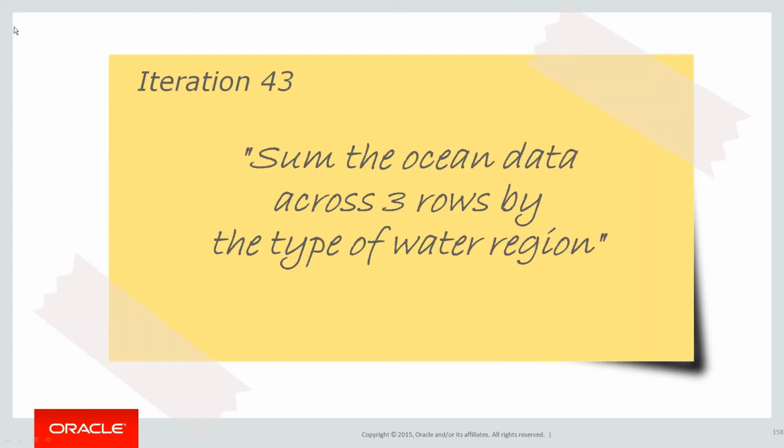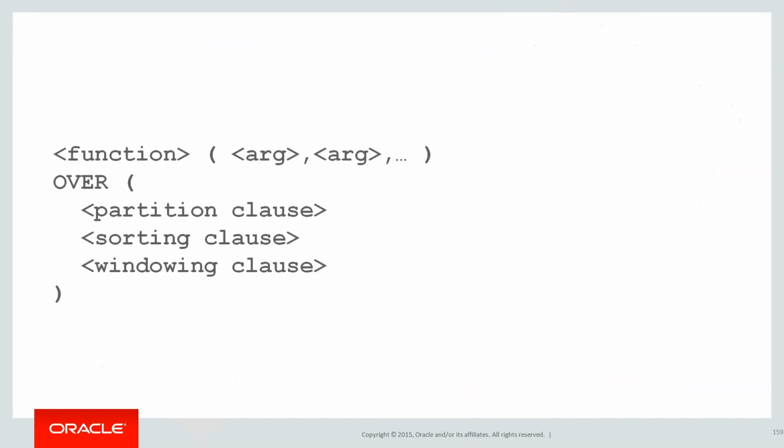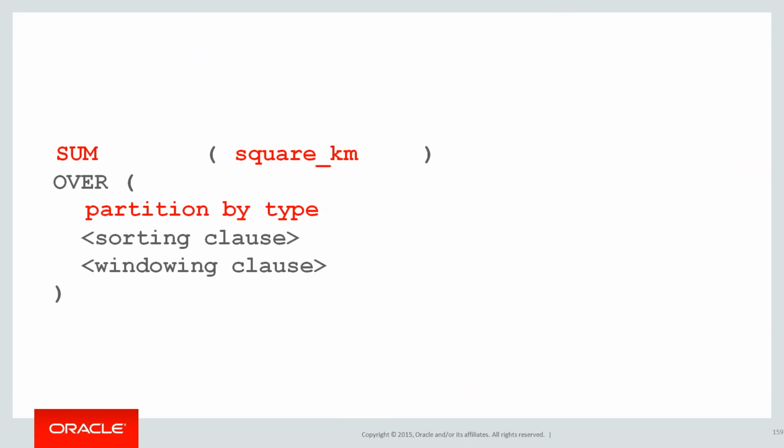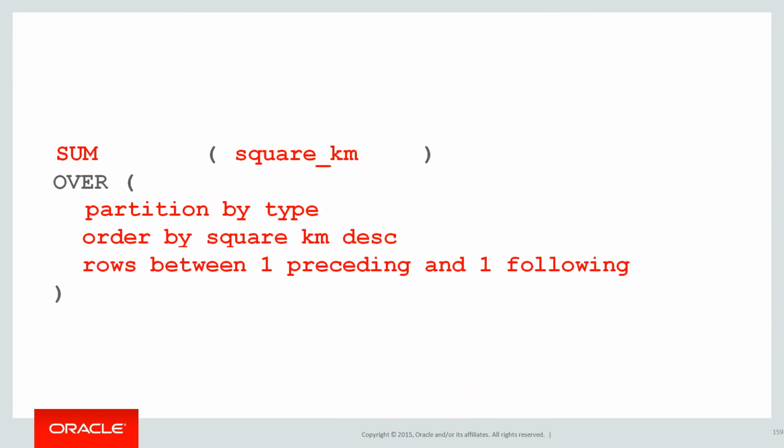Let's do the same thing with our ocean data. This time, rather than going unbounded, we're just going to look at a few rows, right? And by type of water region. Remember I said when you see the word per or by, it normally means partitioning. So let's build up our function again. We're doing sum of square kilometres, partitioned by ocean type this time, because we're saying by type of ocean. Once again, by the size of the ocean. Our windowing clause, one preceding, one following.